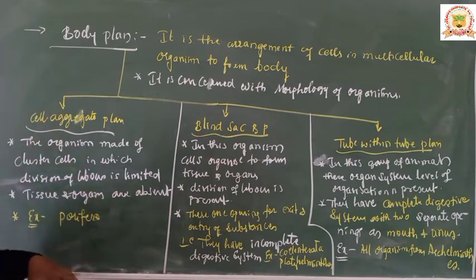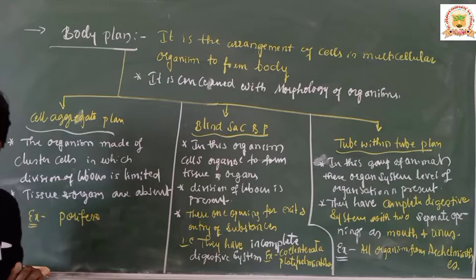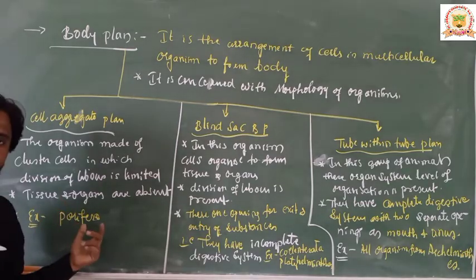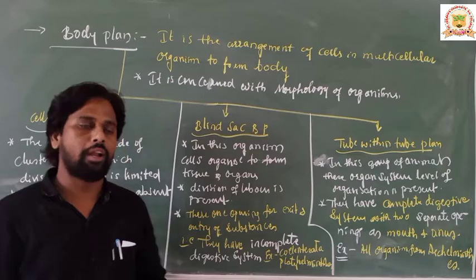Such type of body plan where tissues and organs are absent is called what? Cell aggregate plan, we call. So the best example for this group of animals is what here? Porifera, students. Okay, Porifera. Next comes what here? Blind sac body plan, students.